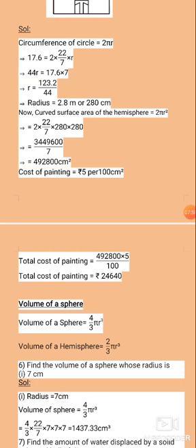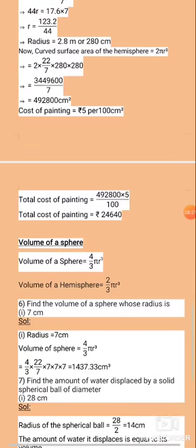Volume of the sphere is equal to 4 by 3 pi r cube. That is 4 by 3 into pi, 22 by 7, into 7 into 7 into 7, which is the radius. So you can cancel or you can multiply it. At last we get 1437.33 centimeter cube.